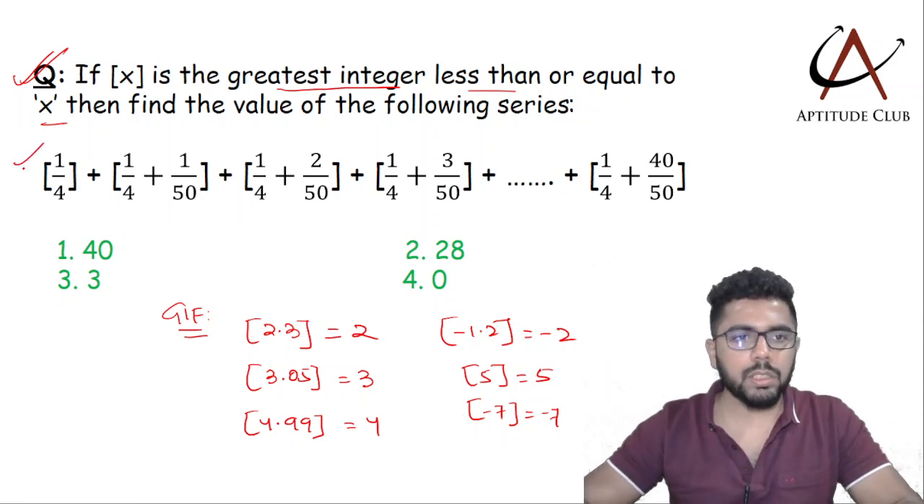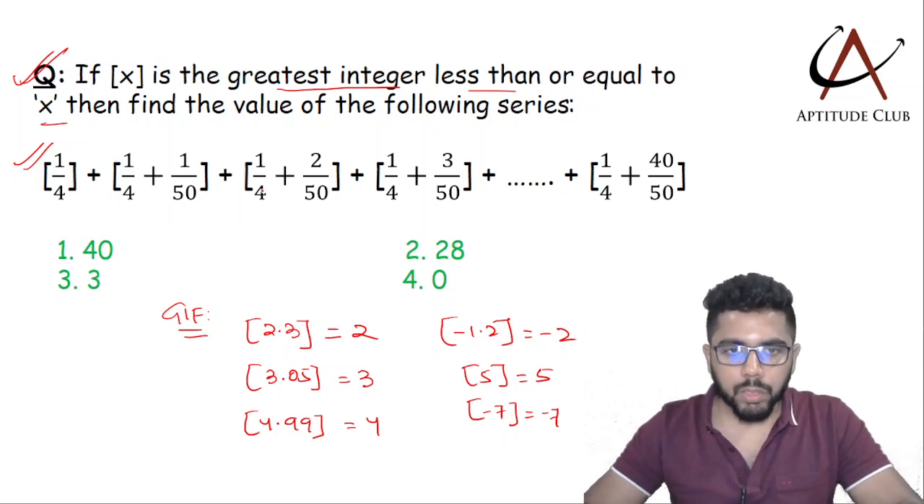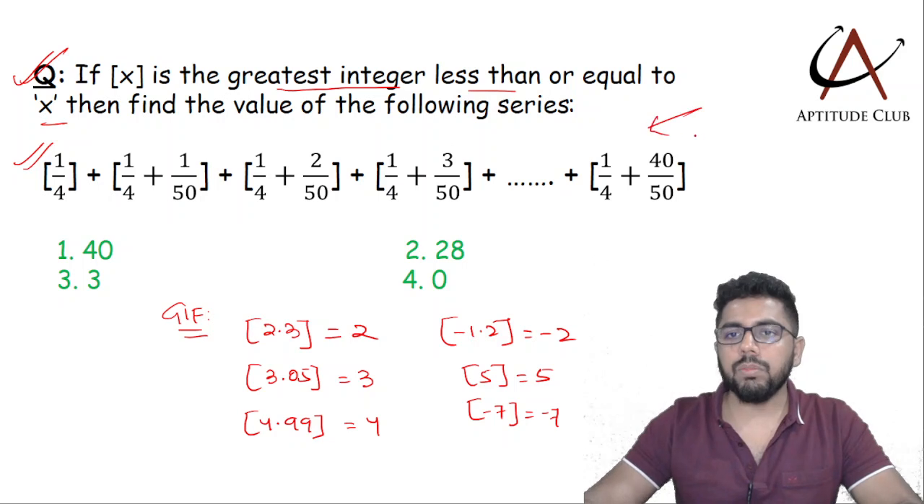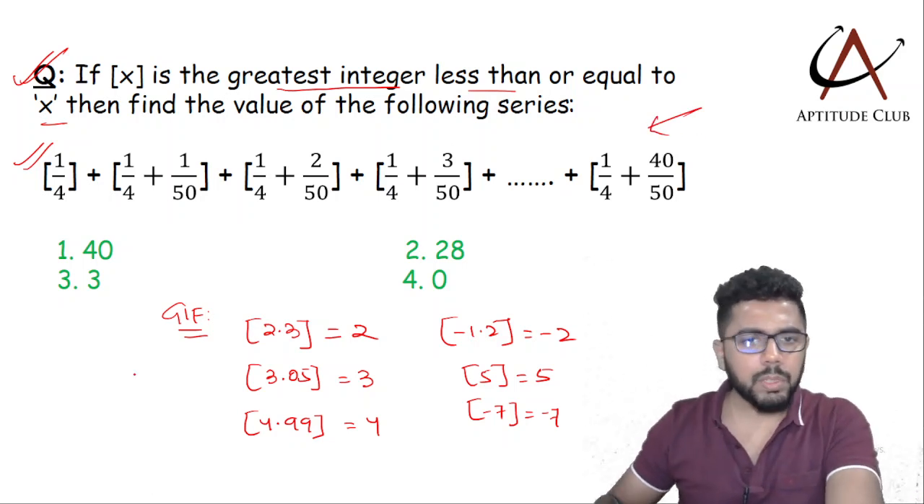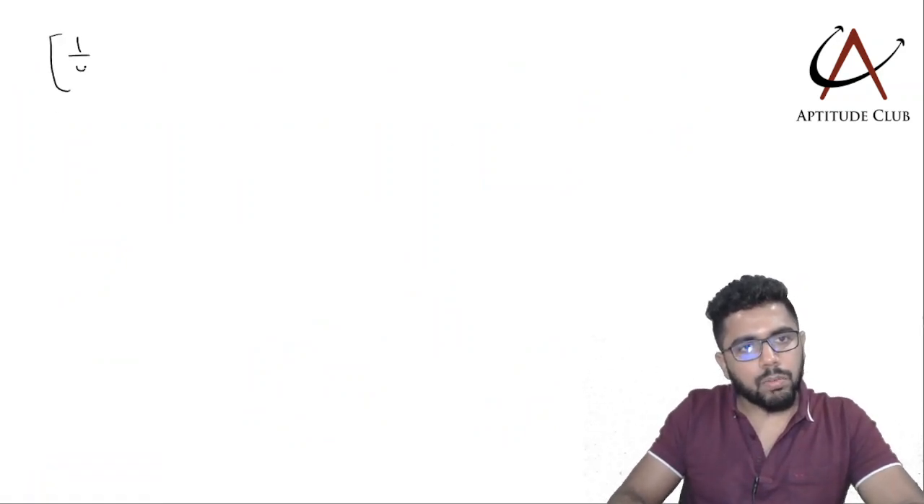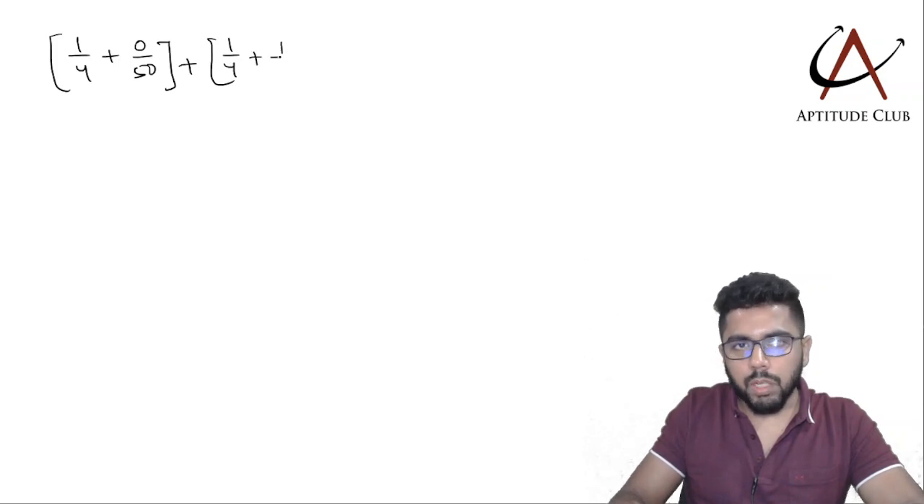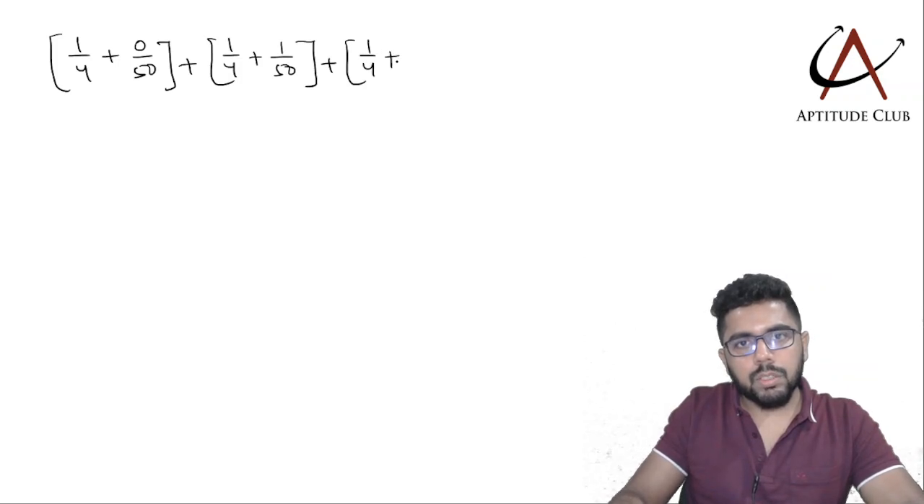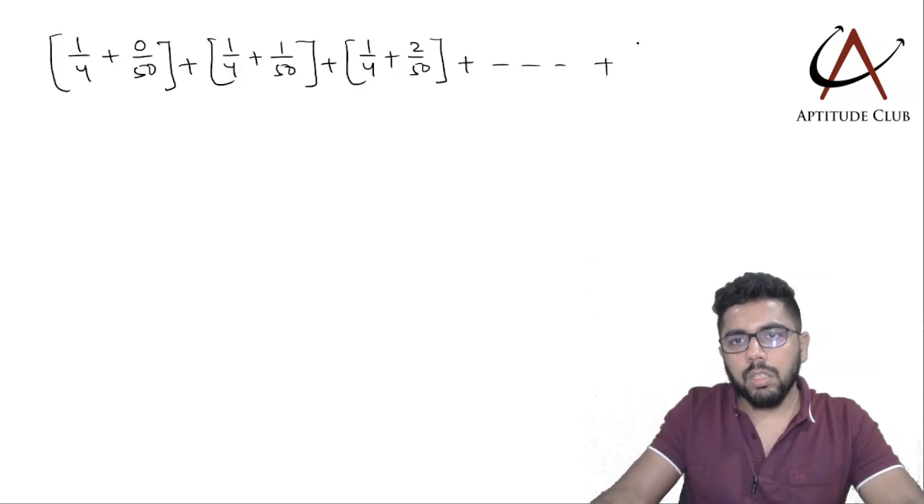Now we have been given a series. Greatest integer 1 by 4, greatest integer 1 by 4 plus 1 by 50, greatest integer 1 by 4 plus 2 by 50, and so on till 1 by 4 plus 40 by 50. Let me write the entire series here. This is greatest integer of 1 by 4, and let me write it as 0 by 50 so that it forms a pattern. Greatest integer of 1 by 4 plus 1 by 50, greatest integer of 1 by 4 plus 2 by 50, and this goes on till greatest integer of 1 by 4 plus 40 by 50.